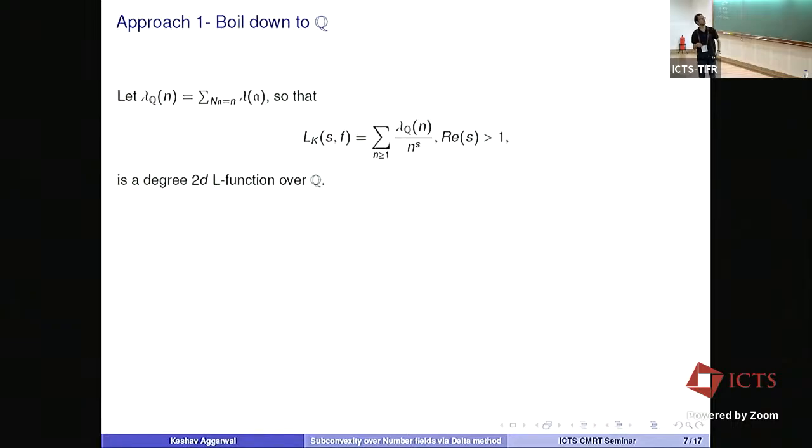And a few more words about boiling down to the rational numbers. You could start with this particular L function.